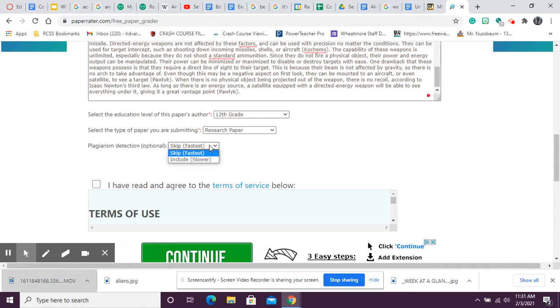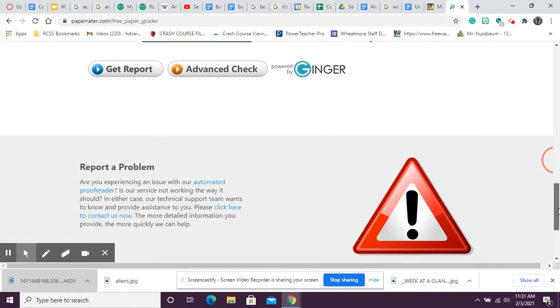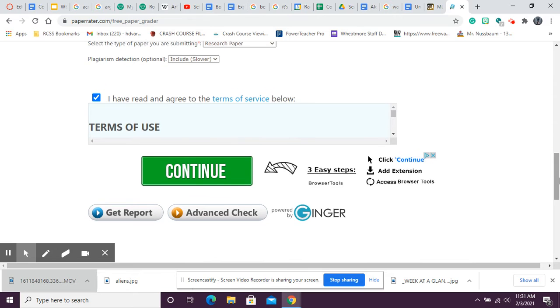I would go on and have the plagiarism option because remember, I will run your paper through a plagiarism detector, because yeah, plagiarism equals automatic 0. So make sure that you are running it through plagiarism. So, terms of use, I've read the terms of use, and then you're going to get report. Don't press this, press get report.